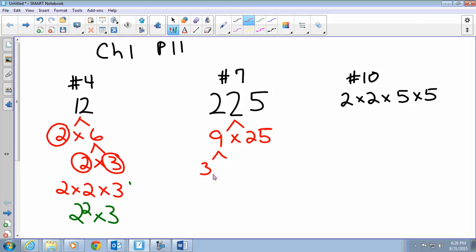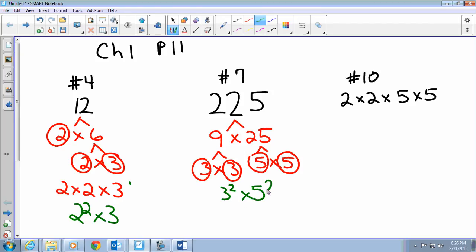So for 9, you have to tell me what times what gives me 9. That would be 3 times 3. 3 is prime. The only way you can get to 3 is if you multiply 3 times 1. 25 would be 5 times 5. 5 is prime and 5 is prime. And if we write this a little bit easier to see, we could go 3 to the second power times 5 to the second power. And that would be your answer for number 7.